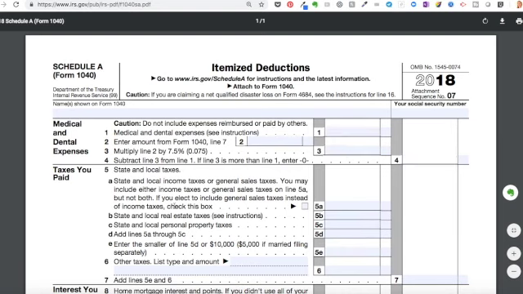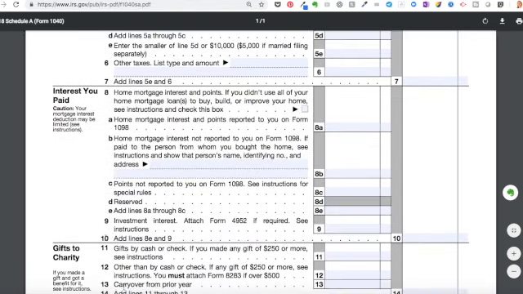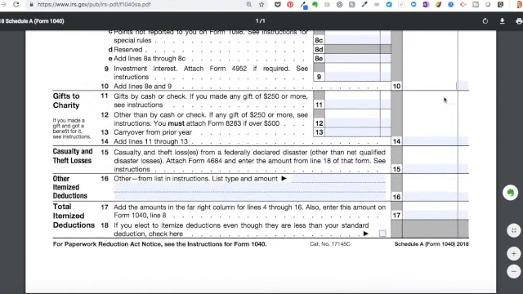And then after we apply a limitation at the bottom of each section here, so we have the items listed, and then we have the bottom section which applies the limitation, then the final amount is listed in this right column, line 7, line 10, line 14, and then all of these are totaled up for the total itemized deductions here on line 17.